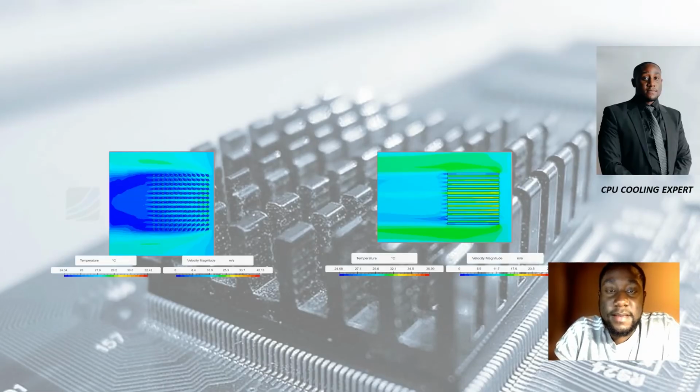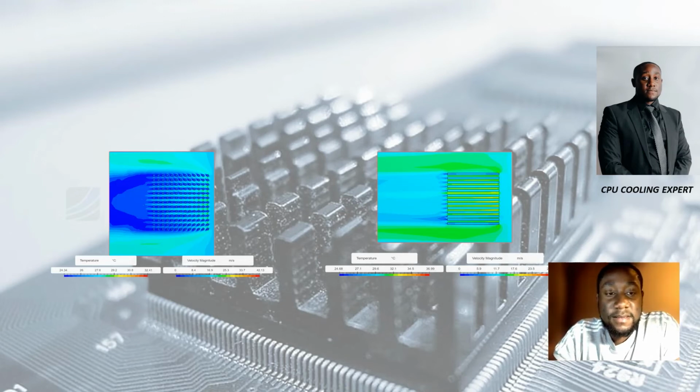Under this section, I'll be discussing the results and what they mean. So for our first observation, we're going to discuss the plate pattern heatsink, by which air that is passed through is emitted at a higher temperature in comparison to the circular pattern heatsink, by which air is emitted at a lower temperature.